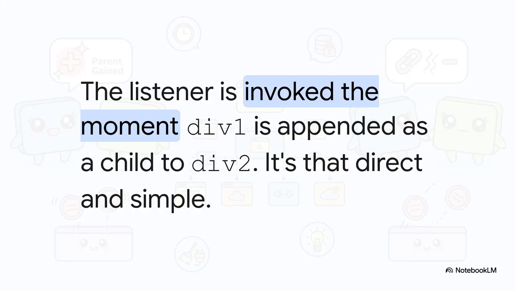And here's the magic moment. The second we run this line of code, making div1 a child of div2, the framework knows that div1 just gained a parent. And bam! Our listener is triggered, and that message pops up in the console. It's just so direct and clean, no need for any messy state checking logic.